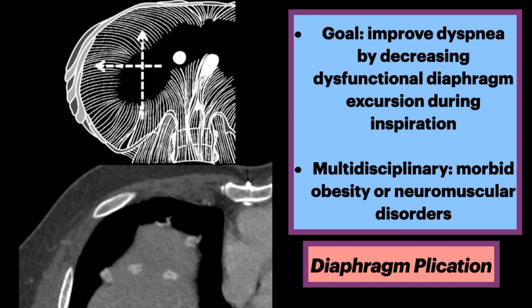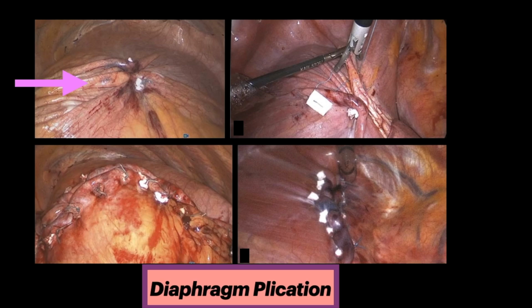An individualized multidisciplinary approach is necessary to determine if patients with morbid obesity or neuromuscular disorders are appropriate candidates for diaphragm plication. Surgically, the first stitch is in the middle of the circumferential line of repair. The second stitch enfolds the redundant diaphragm in a radial line of repair, using pledgets for anchoring of the ties.